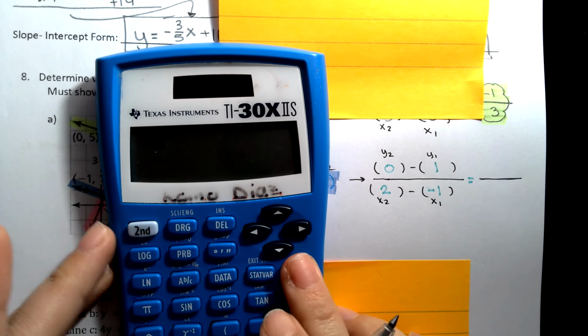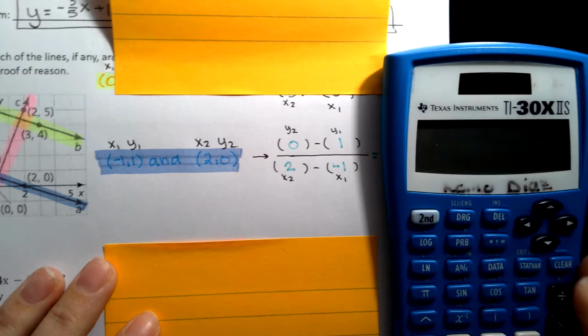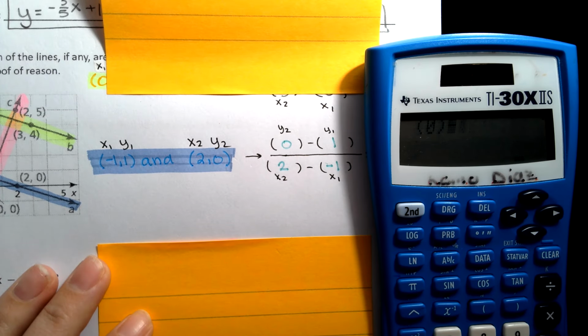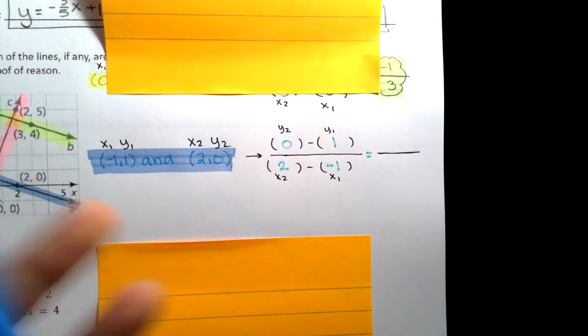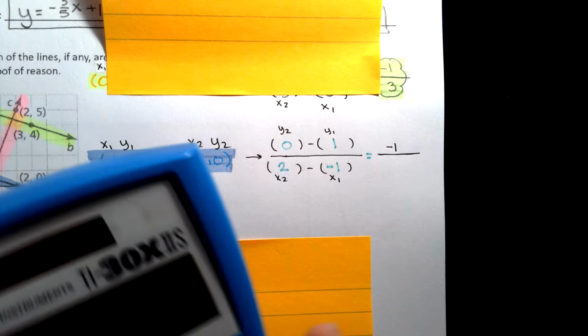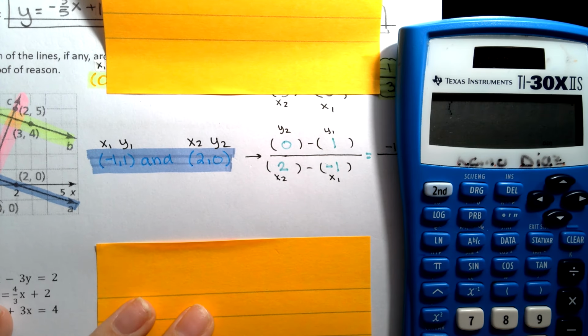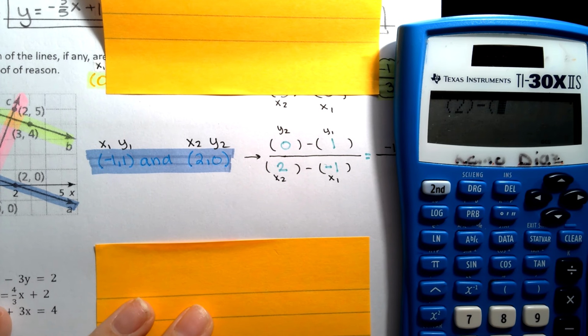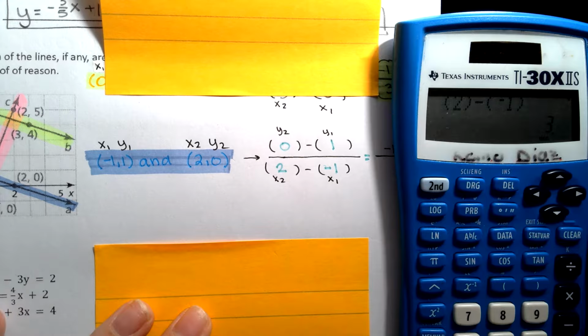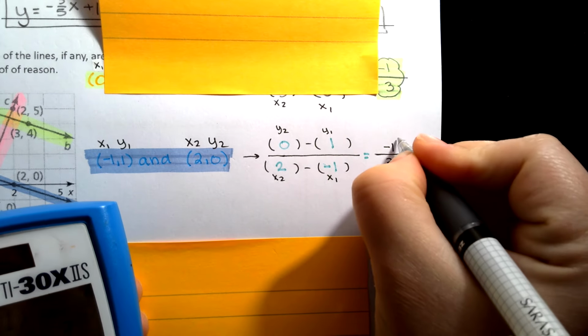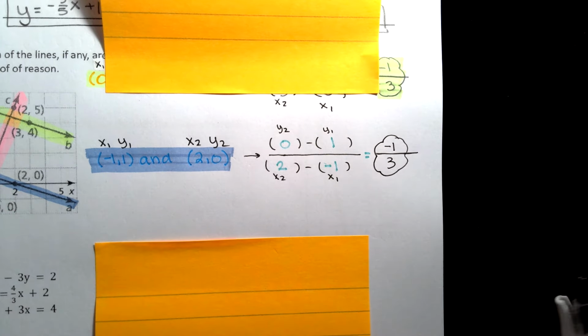Typing this into the calculator if you need to. We get open 0, close it, minus 1, open, close it. We get negative 1 on top. Then we get 2, open, close it, minus, open, negative 1. Careful here, double negatives. We get 3. This is my slope for the blue line.